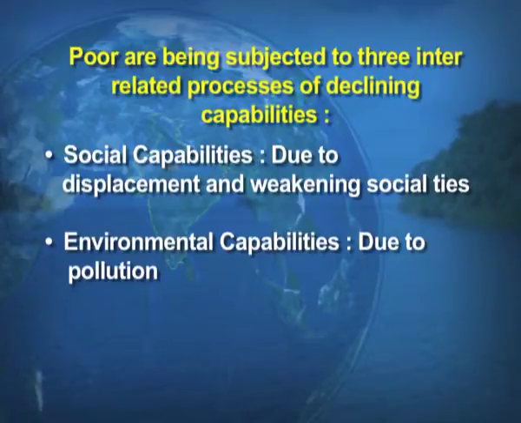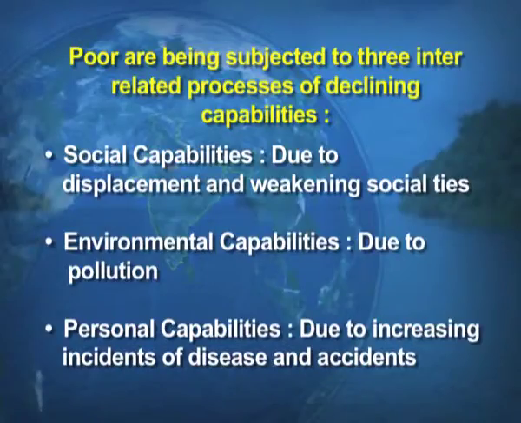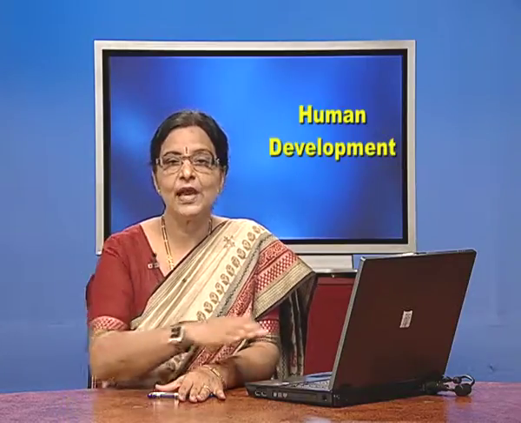Number 2, environmental capabilities, that is the areas in which they live. That means we talk about the polluted parts of the country where they live. Thirdly, the personal capabilities of the people, due to the increasing incidence of diseases and accidents. Though we have all the medical facilities being given to the people in India, with the result that the death rate is reducing these days, still we have quite a big number of people who are deprived of these personal capabilities of life.